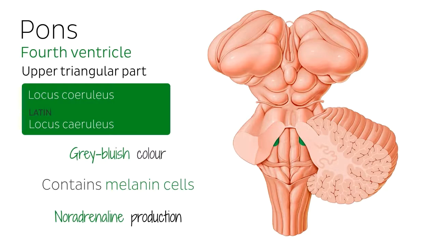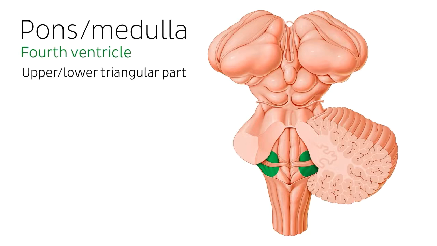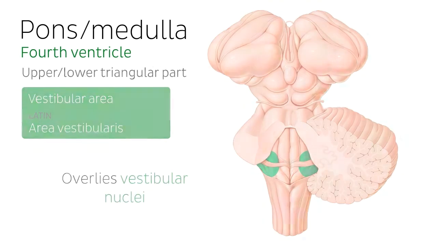And as we mentioned, the rhomboid fossa covers both the pons and the medulla, but there are also a couple of structures that overlie both. And there are two of them which I'm going to point out for you right now. The first one of these is an area that's located immediately below the locus ceruleus and lateral to the medial eminence, and this area is called the vestibular area. And this, of course, is mainly due to the fact that this is the area that overlies the vestibular nuclei. And the vestibular area straddles both the pons and the medulla.